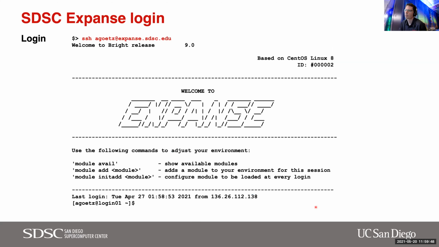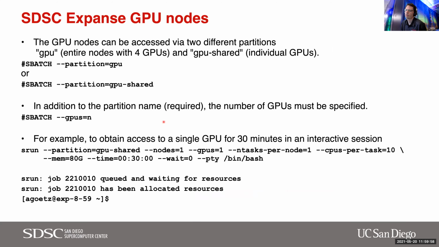Now, if you log in, so you get onto Expanse, just SSH into Expanse, the GPU nodes, if you write a batch shell script, you access them via 2 different types of partitions. You have a partition that's called GPU, then you get an entire node with 4 GPUs, or you can use a GPU shared queue where you can request 1, 2, 3 GPUs, for instance, if you don't need 4 GPUs. You do have to always specify the number of GPUs.